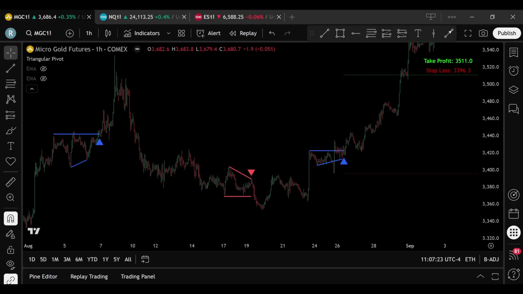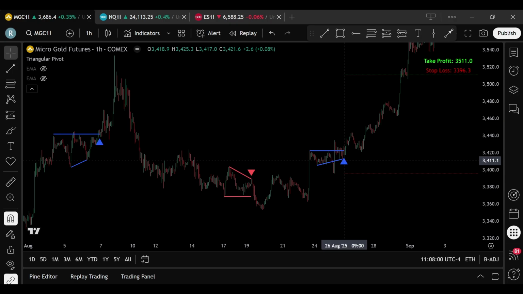In this video, we are going to go over the triangular pivot indicator. What this does is find ascending or descending triangle patterns in price action. And of course, as we see here, the blue bullish up arrow indicates a bullish breakout of the ascending triangle, and obviously the red indicates the descending triangle with the breakout pattern here. And in this example, another bullish one here.